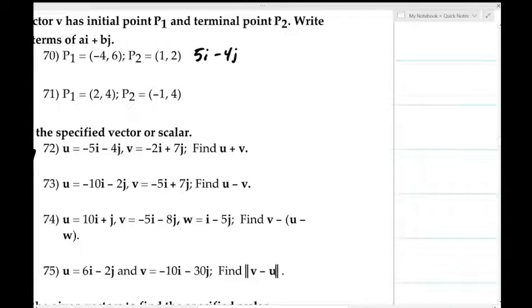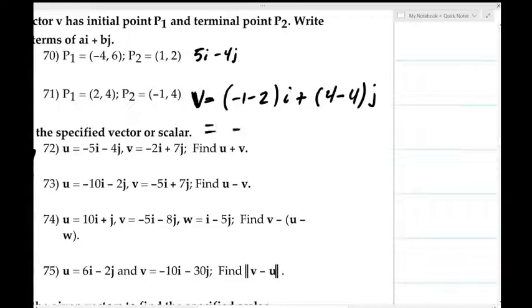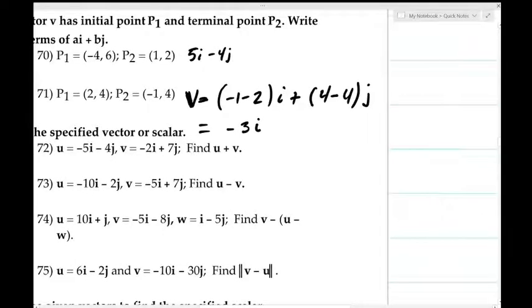Then, if we're looking for number 71, we'll do the same thing. Vector v is equal to negative 1 minus 2 i plus 4 minus 4 j, giving us negative 3i plus 0j, or no j. Just a horizontal vector pointing in the i direction 3 units to the left. Okay.